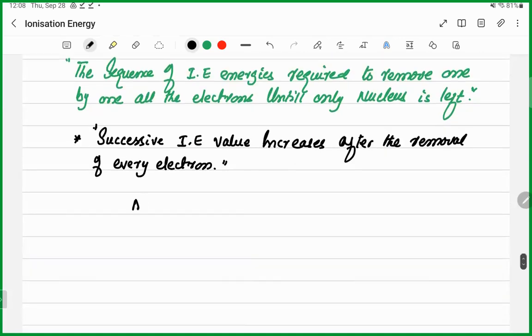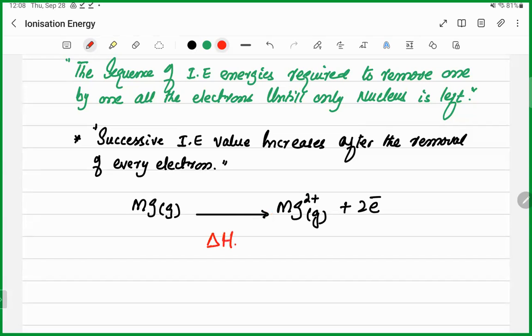Before I wind up, if I ask you which ionization energy value is represented by this equation, is it the first ionization energy value or the second? In the first, it goes from 0 to 1 plus; in the second, it goes from 1 plus to 2 plus. In this equation, it is going from 0 to 2 plus. And if I ask how much energy is required and what is the enthalpy change, you will say this is delta H I1 plus I2, the first ionization plus the second ionization energy. This is the sum of the first and second.